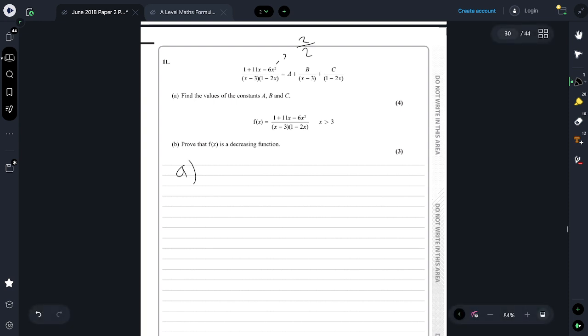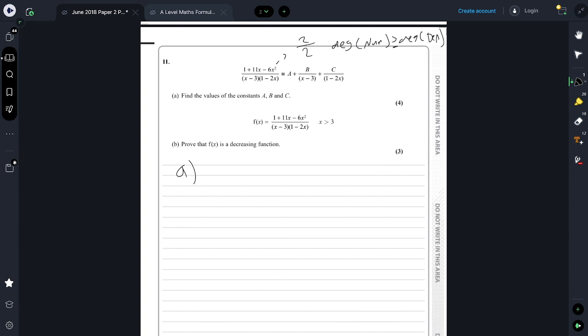When the degree of the numerator is bigger than or equal to the degree of the denominator, then you can divide it. You have to do algebraic long polynomial division, which is what's going on here.